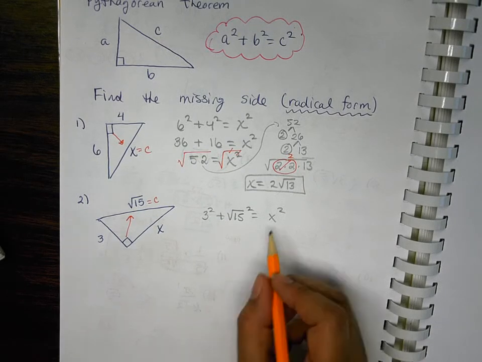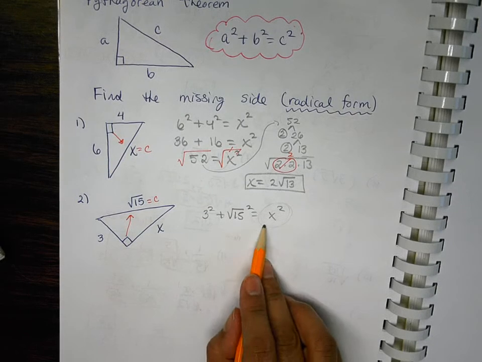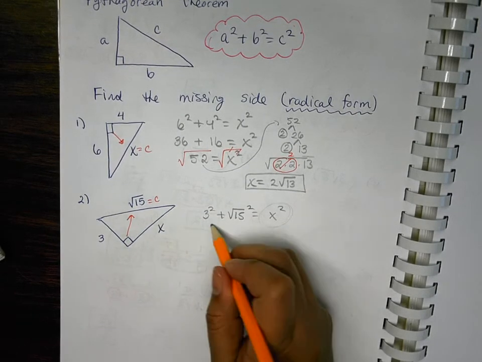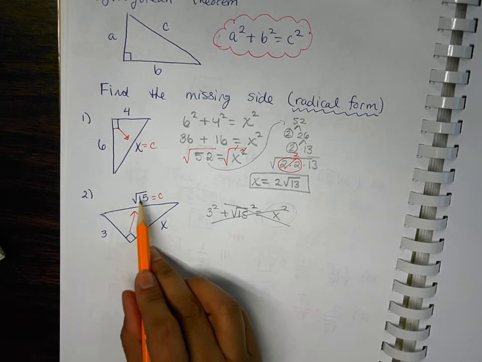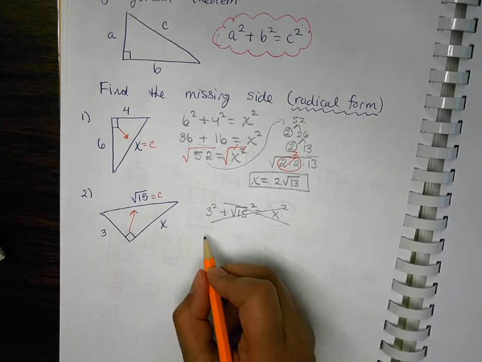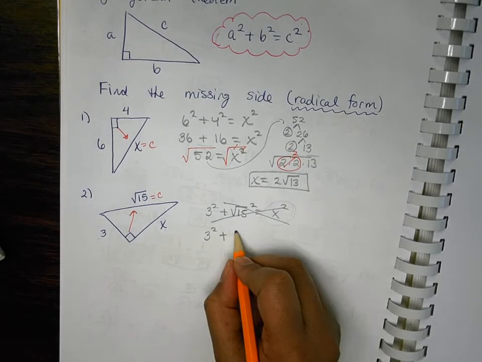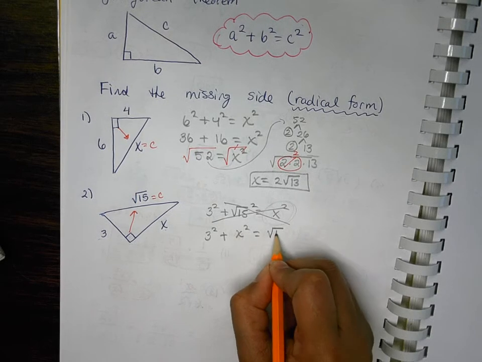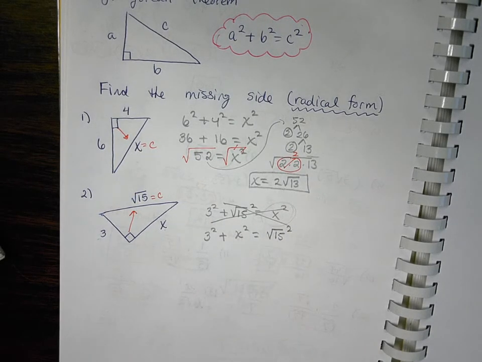No. Writing it this way is telling me that side x is the hypotenuse. And is it the hypotenuse? No. So be careful that you're labeling things properly. If this is the hypotenuse, then this is your A and B. So I'm going to write 3 squared plus x squared, good job, equals root 15 squared.